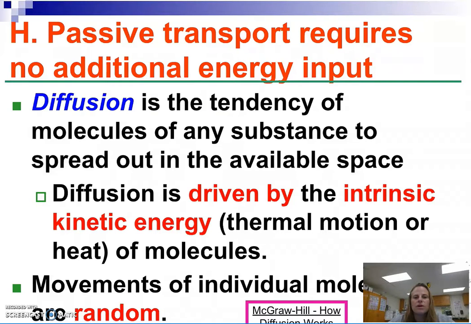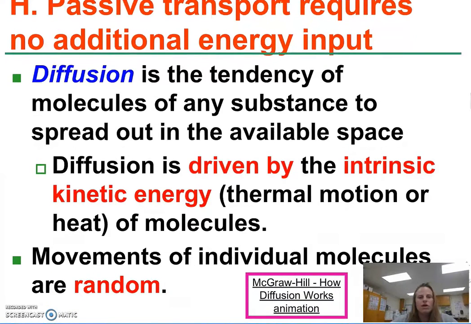Diffusion is the tendency of molecules of any substance to spread out in the available space. In other words, it's going to spread out in the direction of a high concentration to a low concentration. This is a type of passive transport because it requires no additional energy, no ATP. Which molecule crosses the semi-permeable membrane is purely random, where that diffusion is driven by the intrinsic kinetic energy of molecules.